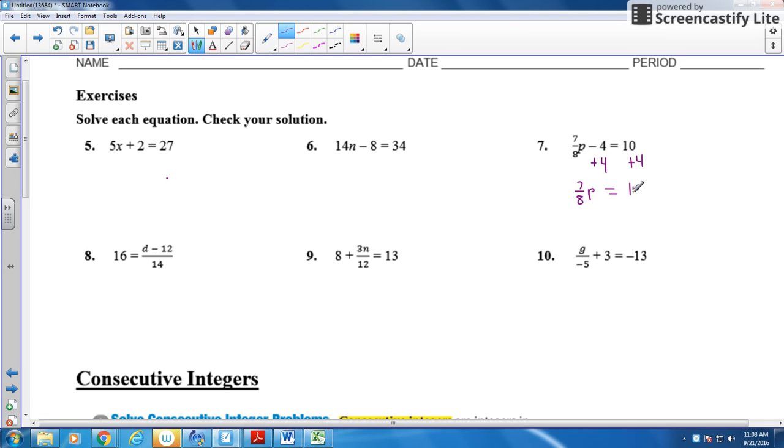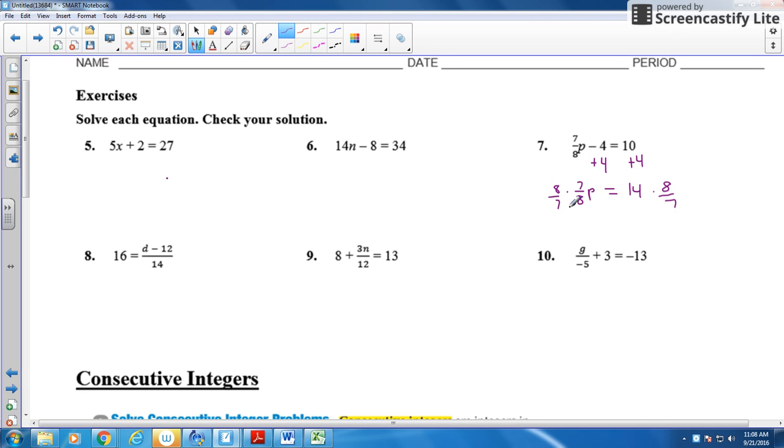equals 14. Okay, so now this is a multiplication, 7/8 times p. You can do two things here. I could divide by 7/8, or I can multiply by the inverse. Either one works just fine.